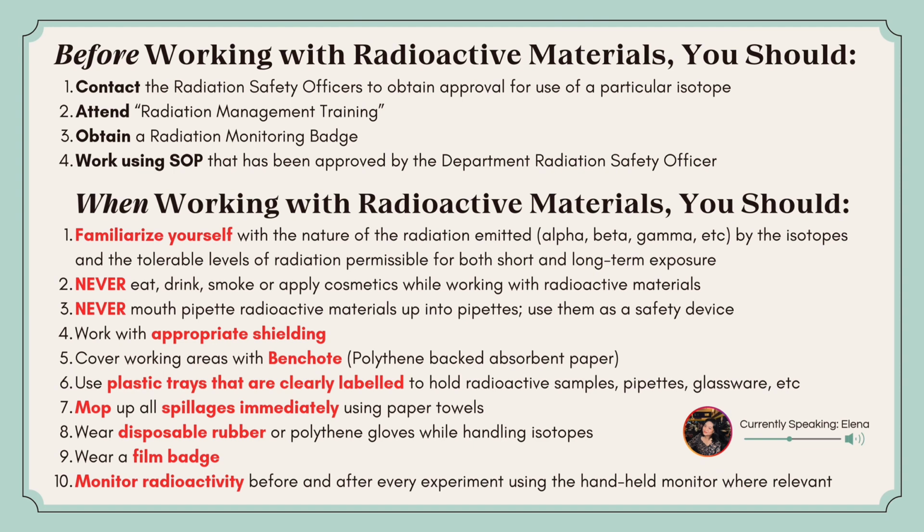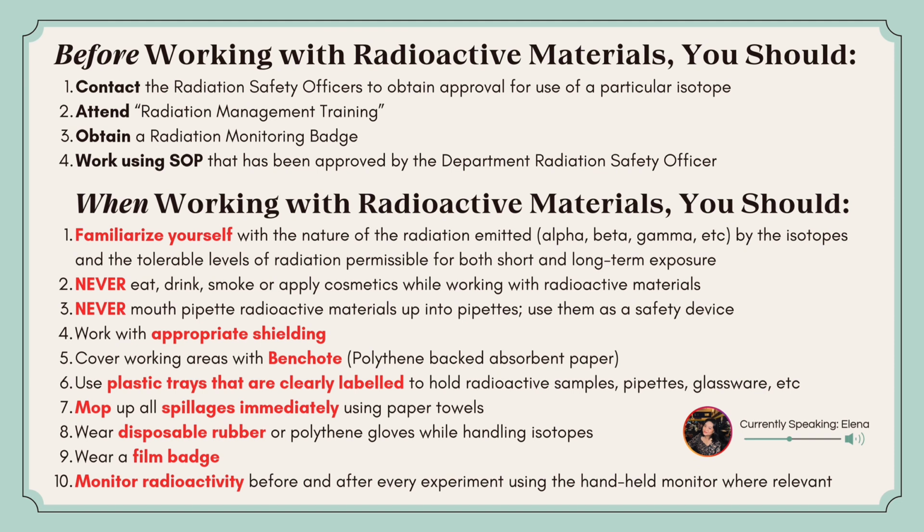When working with radioactive materials, you should familiarize yourself with the nature of the radiation emitted, for example, alpha, beta, gamma, etc., by the isotopes and the tolerable levels of radiation for both short and long-term exposure. Next, never eat, drink, smoke, or apply cosmetics while working with radioactive materials. Never mouth pipette radioactive materials up into pipettes. Only use them as a safety device.